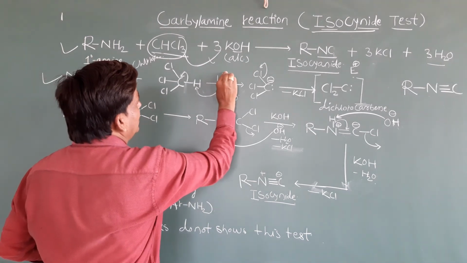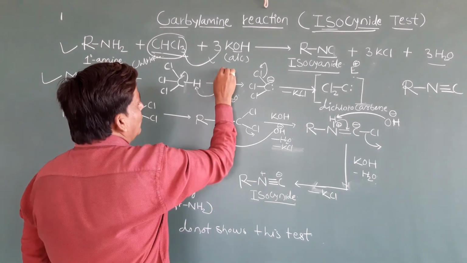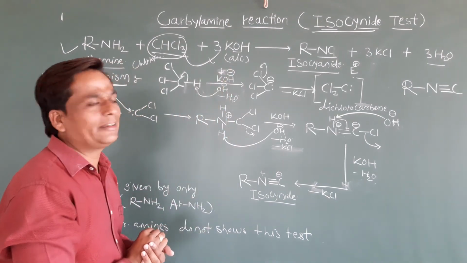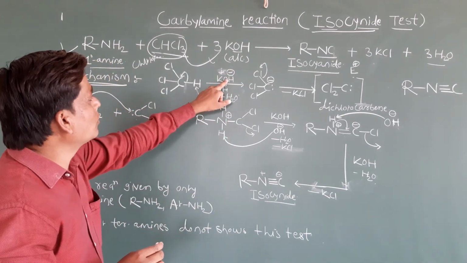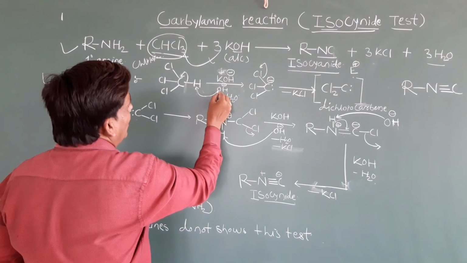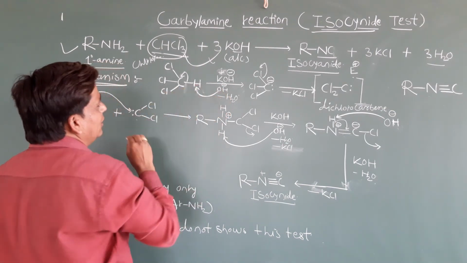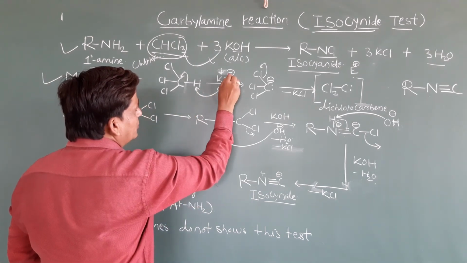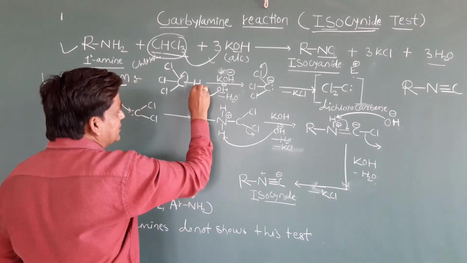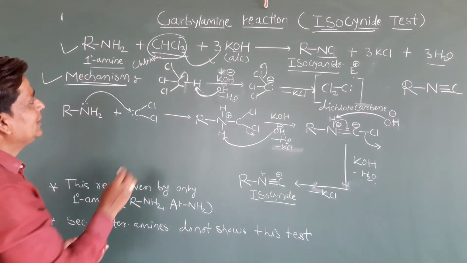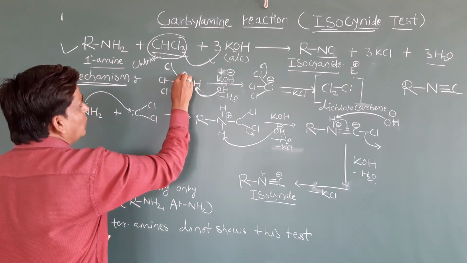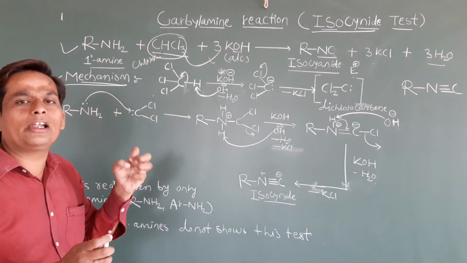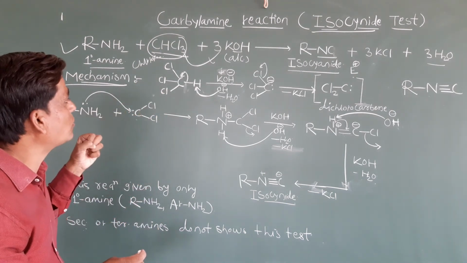So it reacts with KOH. Students, in that KOH, K carries the plus charge and OH carries the minus charge. So it is a nucleophile. This nucleophile will attack and abstract this hydrogen. Now what happens, students? These 2 electrons will shift towards this carbon because the 3 chlorines are more electronegative atoms, and they can pull the electrons towards themselves.